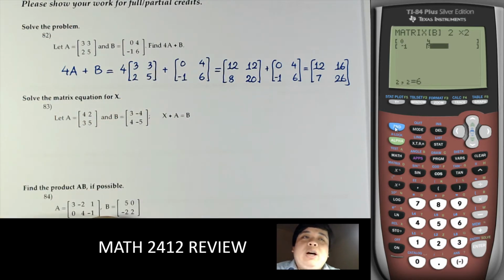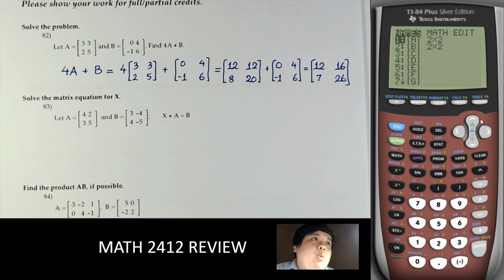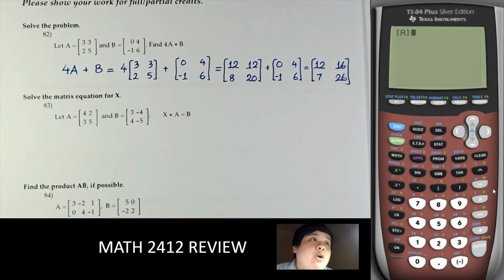Right, once we're done, second mode. So we hit second matrix. On the names, we see there are 2 matrices. If we want to input, it will be in the edit tab. If not, in the names. Right, in the names we can recall the matrix, for example. That gives us the matrix A on the home screen.